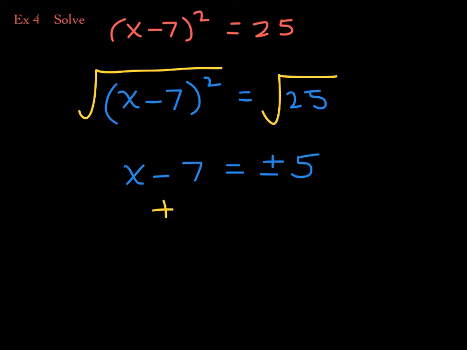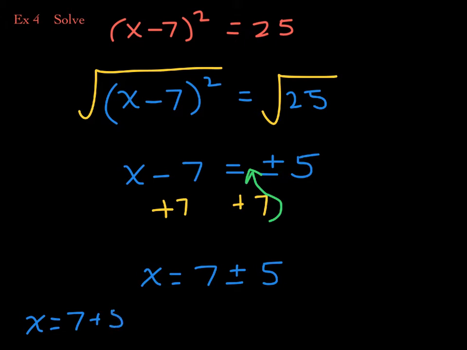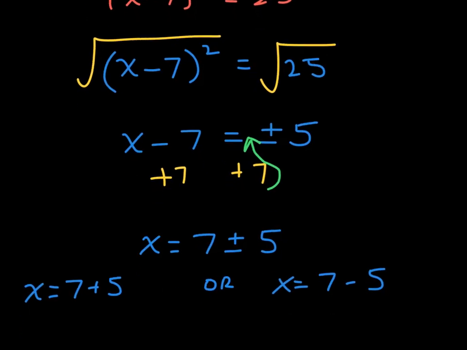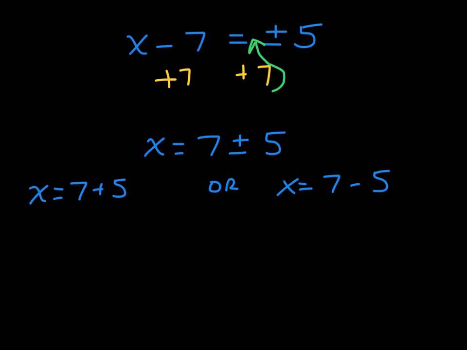Now to solve for x, let's add 7 to the right-hand side. Now be careful here. When you add 7 to the right-hand side, make sure to put this plus 7 right in front of the plus or minus symbol. So that way you get x is equal to 7 plus or minus 5. That is to say, x is 7 plus 5, or x is 7 minus 5. Okay? And so then your solutions are x is 12 or x is 2.